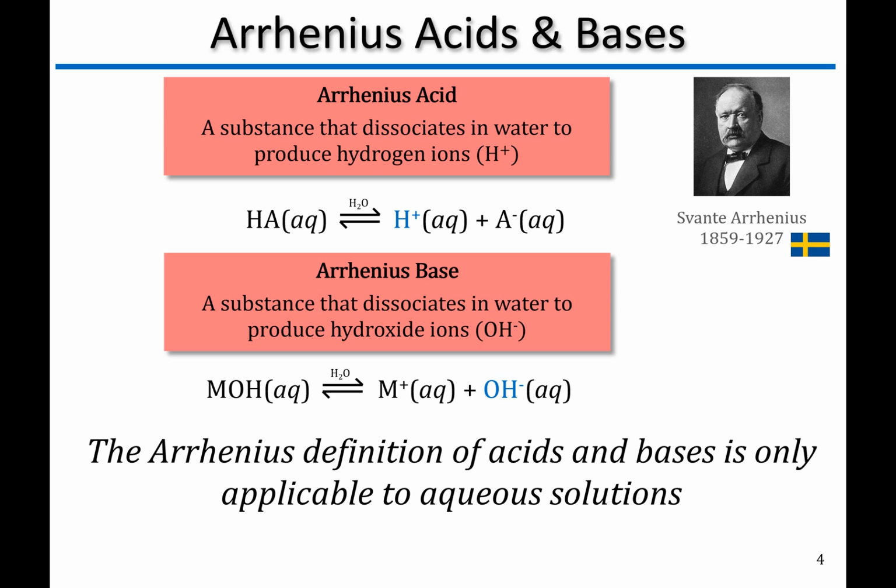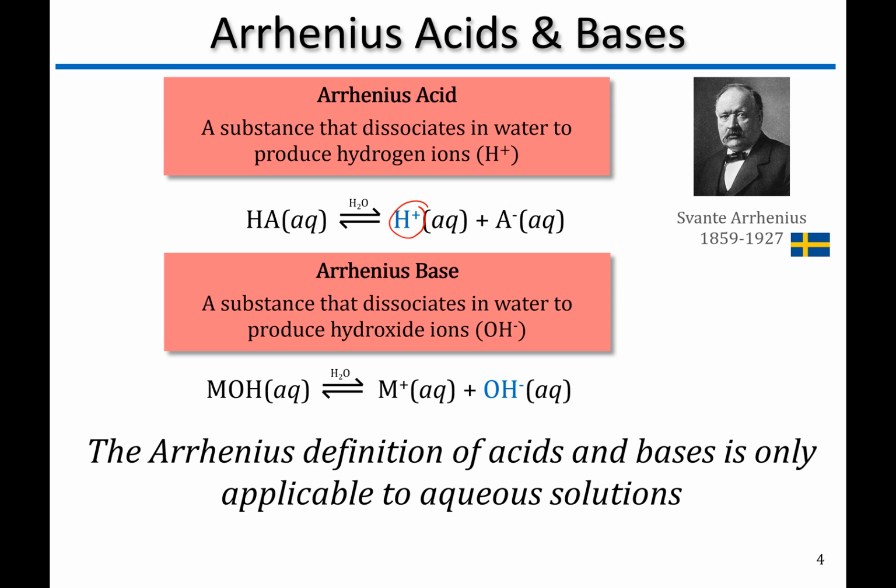And there are a few definitions of acid and base we'll learn in this chapter. The first one is an Arrhenius acid and base. A substance that dissociates in water to produce hydrogen ions, H+, is an Arrhenius acid. A substance that dissociates in water to produce hydroxide ions is an Arrhenius base. So here we have HA reaching equilibrium in water to give us H+ and A-. The important thing here is the dissociation into H+.